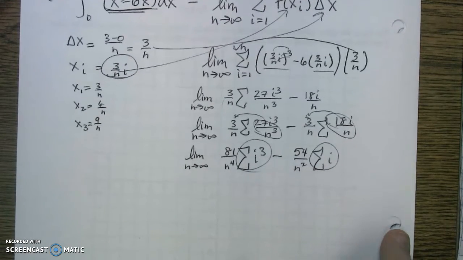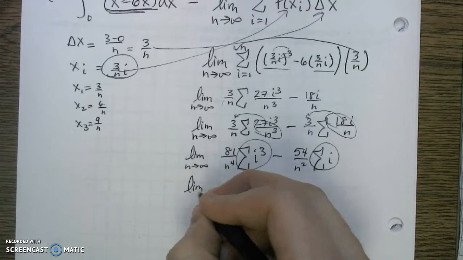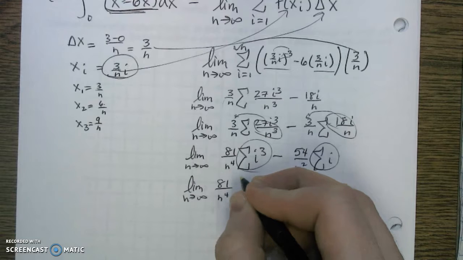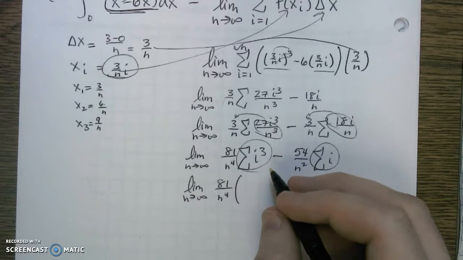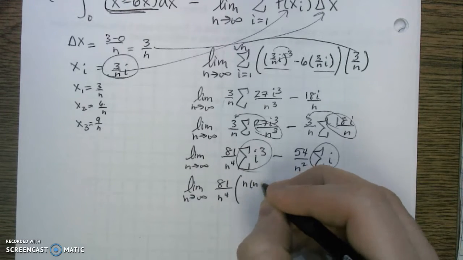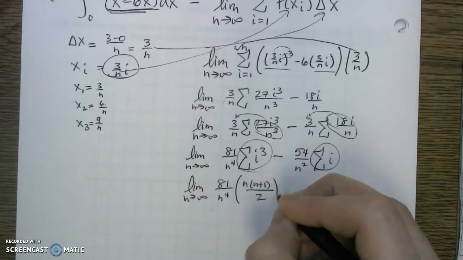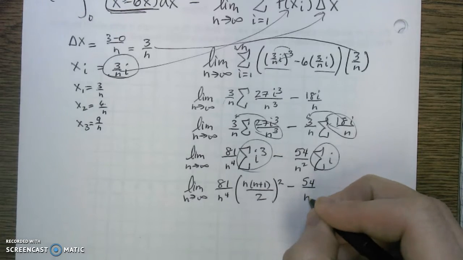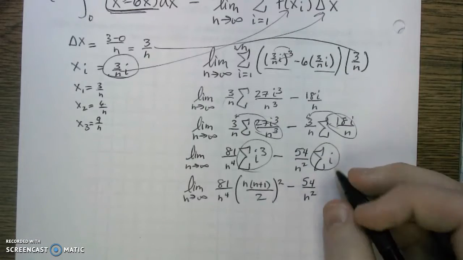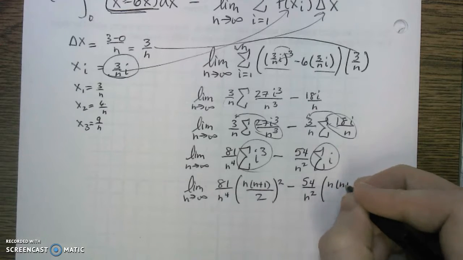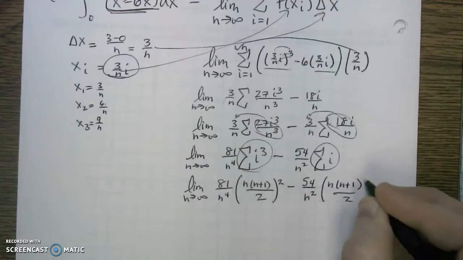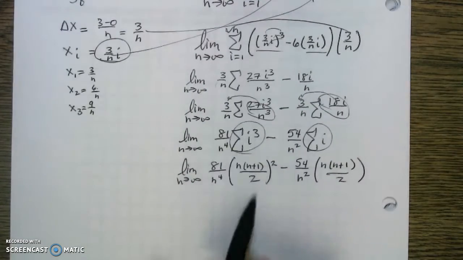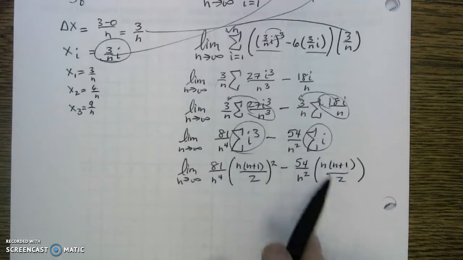So sigma i cubed is n, give him his phone back, n plus 1 over 2 squared. And then we've got sigma i is n times n plus 1 over 2. So now the sigmas are gone. The sigma i cubed became that, and the sigma i became that.